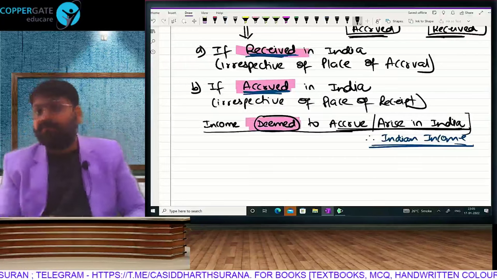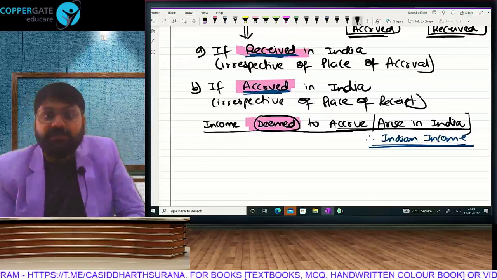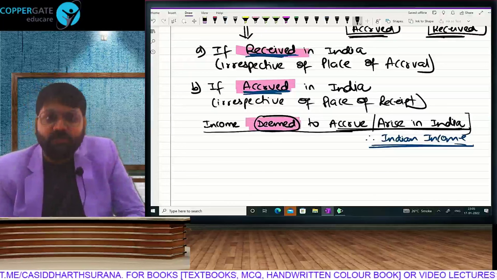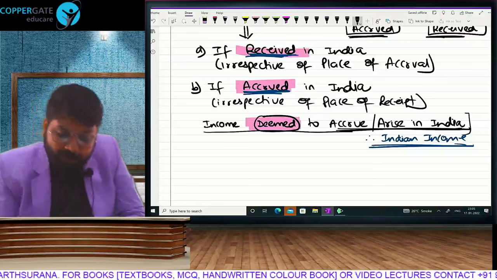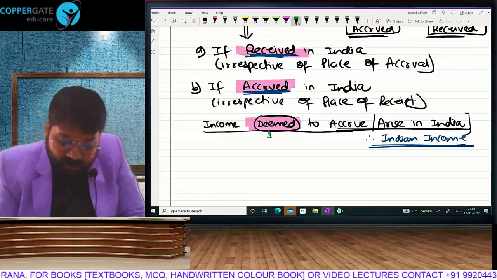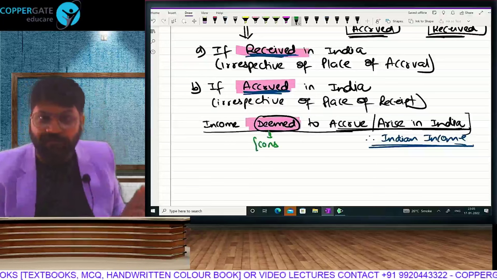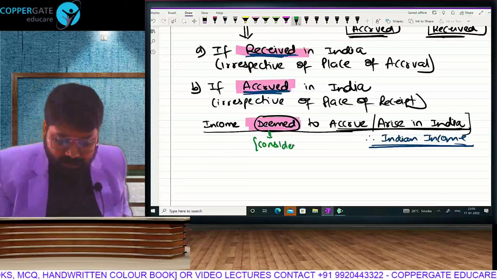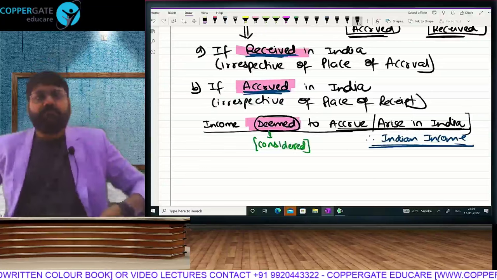The word used by Moin, is everyone even listening? He used a word. Assumed, presume, or I will give you a more appropriate word here. You can use the word considered. You can use assume also, if you are comfortable with that. But the most appropriate word here is the word considered.